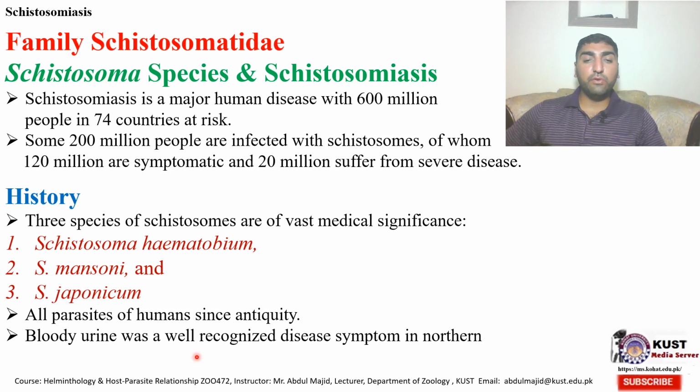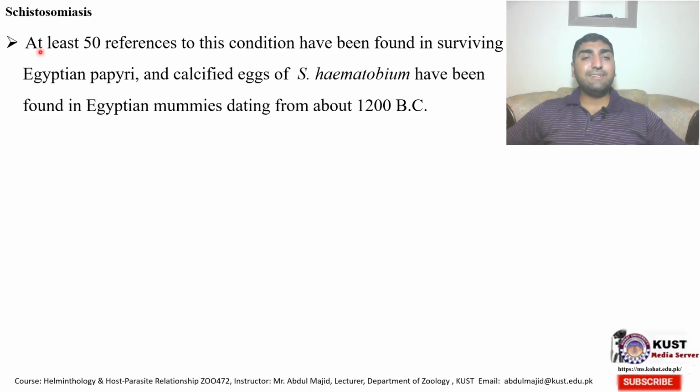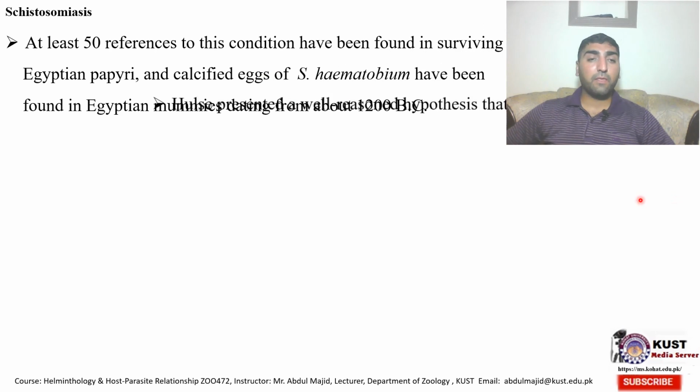Bloody urine was a well-recognized disease symptom in northern Africa in ancient times, which was caused by this Schistosoma haematobium. At least 50 references to this condition, schistosomiasis, have been found in surviving Egyptian papyri, and calcified eggs of Schistosoma haematobium have been found in Egyptian mummies dating back to 1200 BC. So from this you can imagine how old or ancient a disease this is.